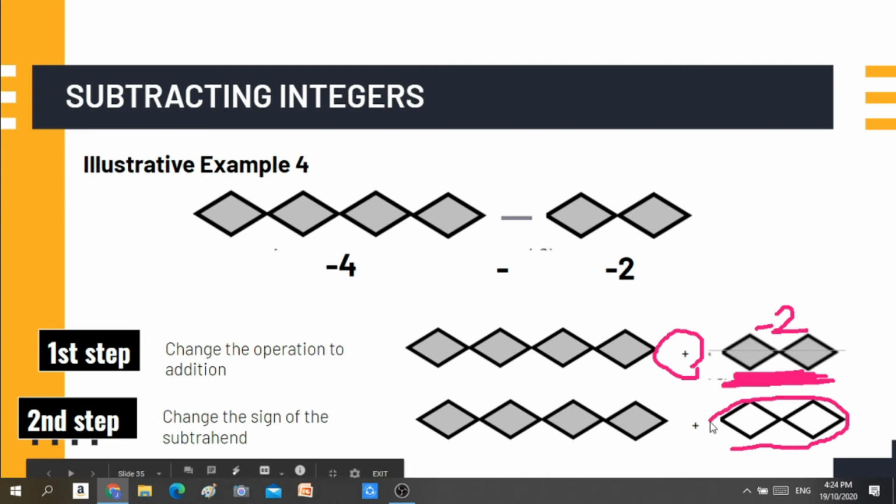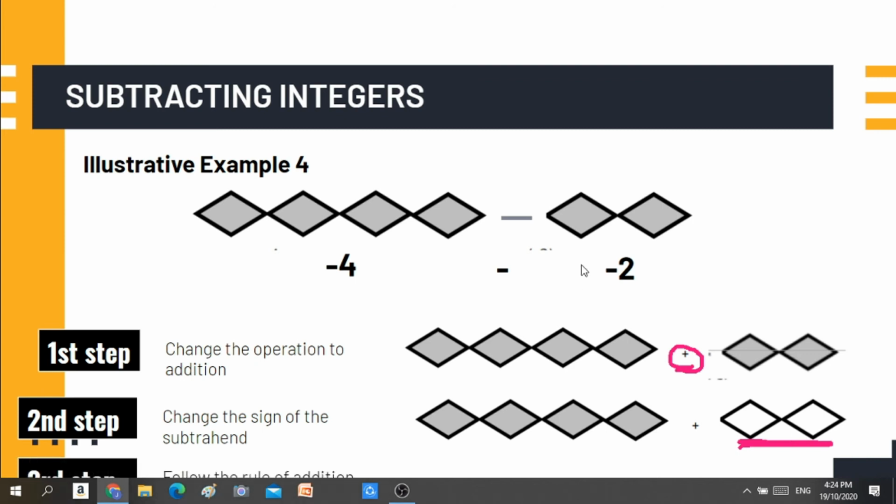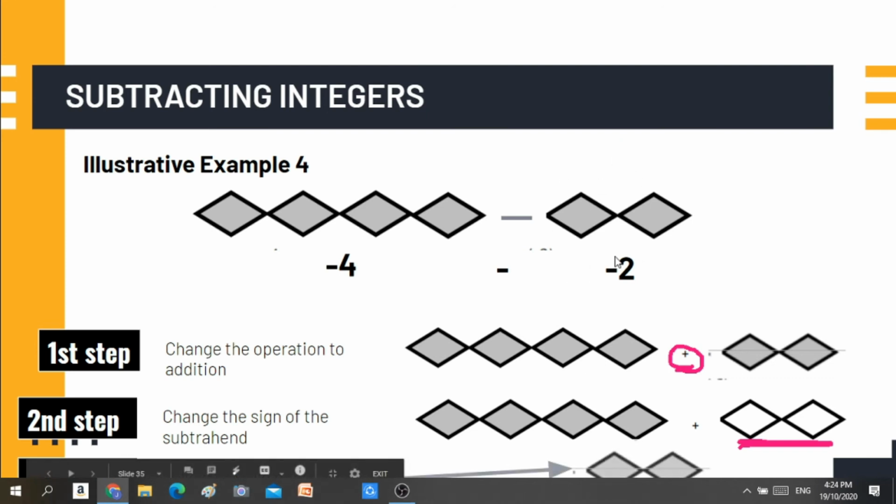And then after changing the operation and after changing the sign of the subtrahend, now we apply the rule of our addition. So, following the rule of addition, we have negative 2, because negative 4 plus positive 2 is negative 2. Okay, para mas madali nating maintindihan, tingnan nga natin.